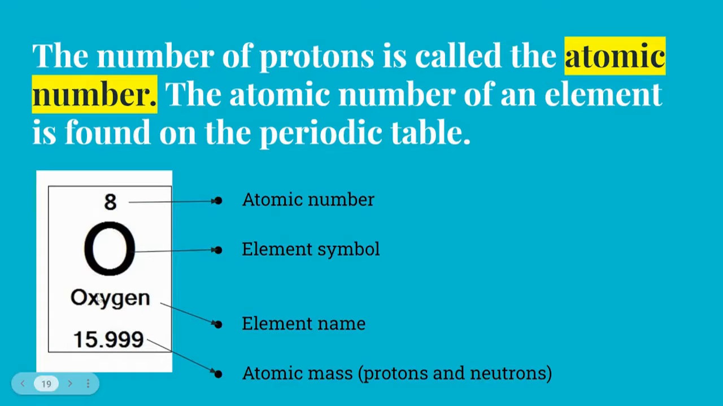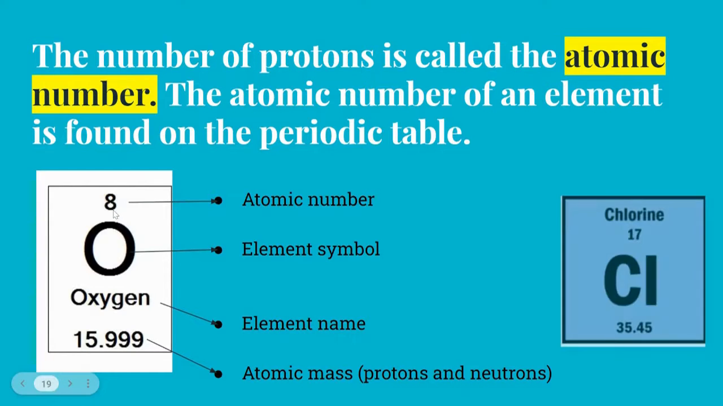So the number of protons is called the atomic number, and it's found on the periodic table. So you can see that number above right there, that's called the atomic number. So that means it has 8 protons. Right? How many protons does chlorine have? You're right, if you said 17.